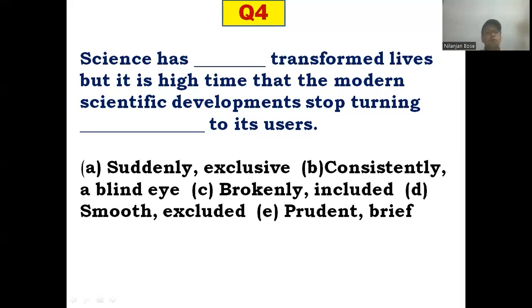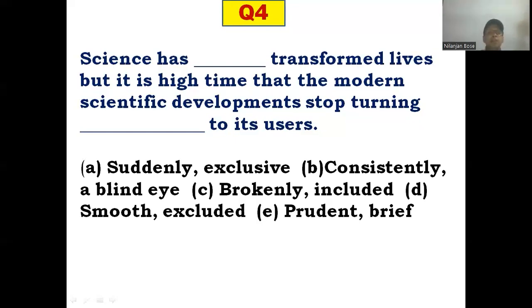Now moving through the options, in first option the second word is exclusive, it cannot be the negative one. Second option, option B, second word is a blind eye, it can be there. Next one, option C, included, it doesn't make any sense over there. Now next one, excluded, okay fine, excluded can be there, but meaning wise it is not fitting. And the last one, brief to its user, doesn't make any sense. So in that case you should go for option B.